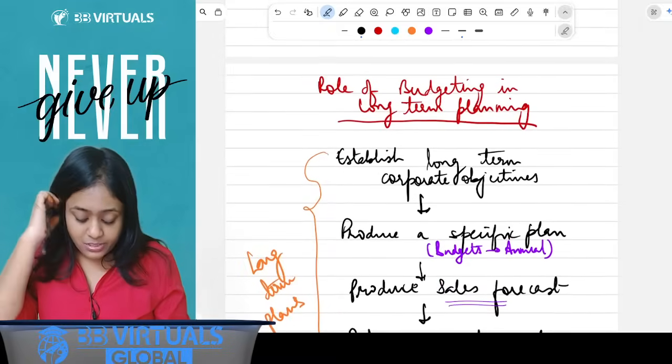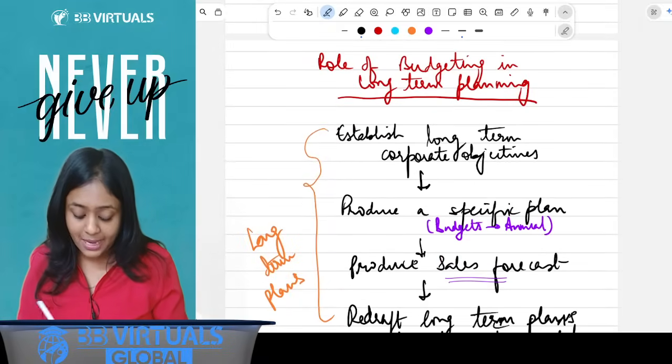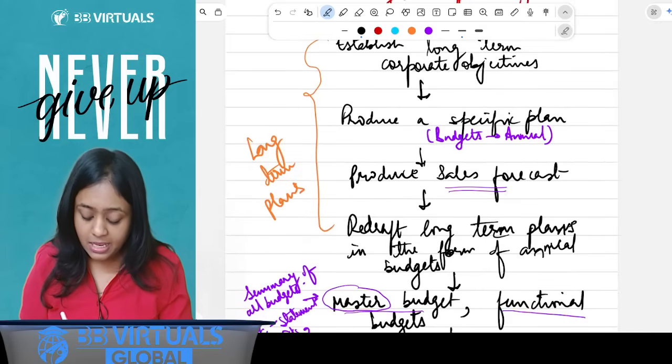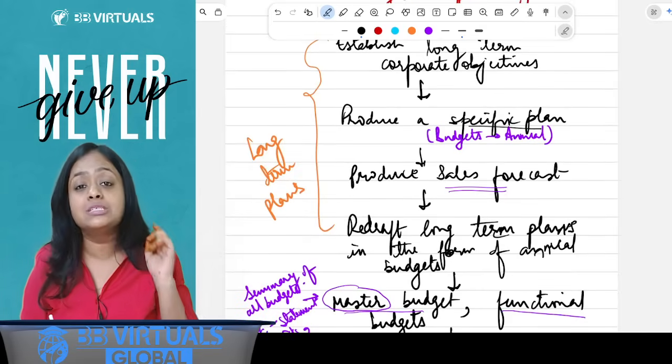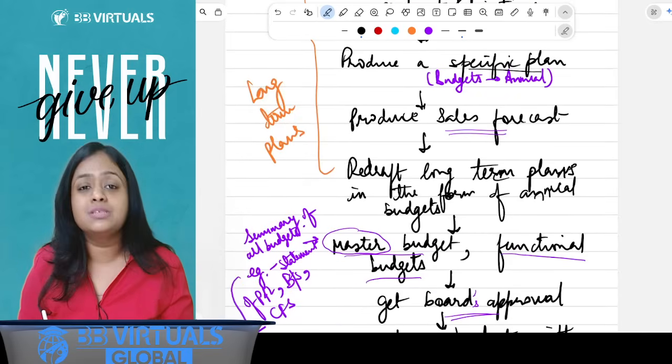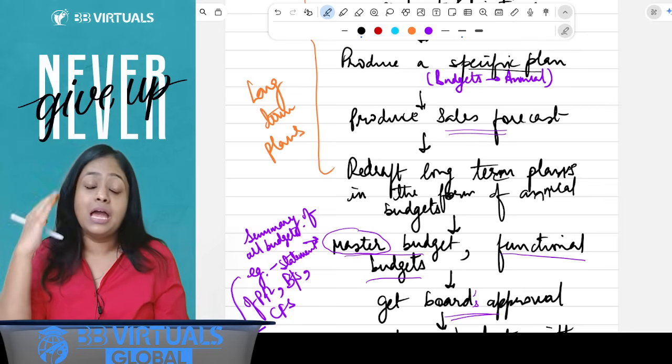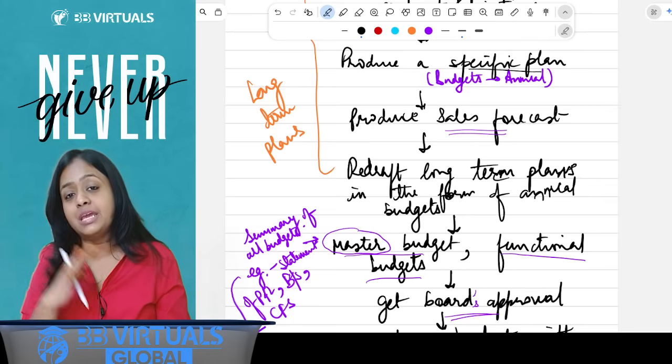Now going forward, what is the role of budgeting in long-term planning? It helps in establishing the long-term corporate objectives. It helps in producing a specific plan, which is the annual budgets. It produces a sales forecast. So from annual budgets, we create the sales forecast, and then based on the sales forecast, we create other budgets.